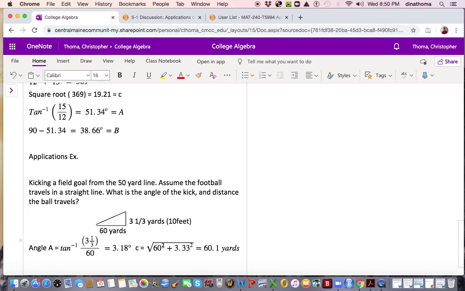And then I can use Pythagorean Theorem to find how far the ball travels. And you can see it's not much further. It's only 0.1 more of a yard, and that's because the angle of kick is so low. But basically, when you're solving word problems for right angle trig, always find a way to draw a right triangle, label, and then you're back to either knowing two sides or an angle and a side.